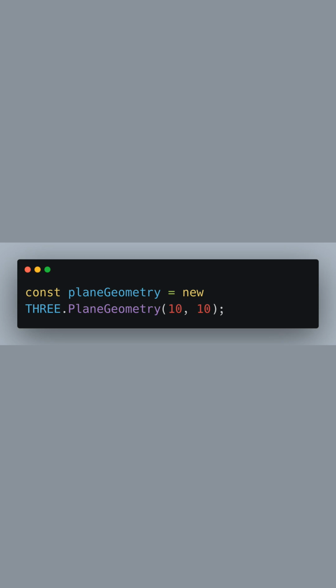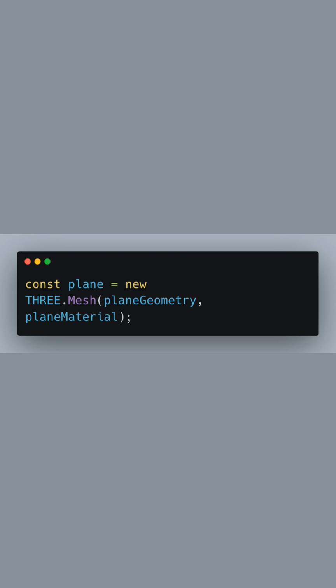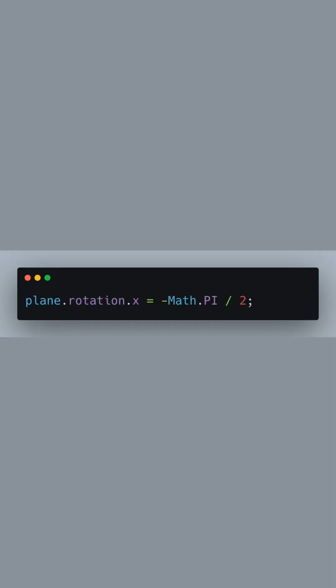To create a ground surface, we start by defining a plane geometry in Three.JS with a width and height of 10 units. We also need a material for the plane. This one is a basic gray material that is visible from both sides. Similar to the sphere, we create a mesh for the ground by combining the geometry and material. To lay the plane flat like a ground, we rotate it around the x-axis by -90 degrees or pi over 2 radians.